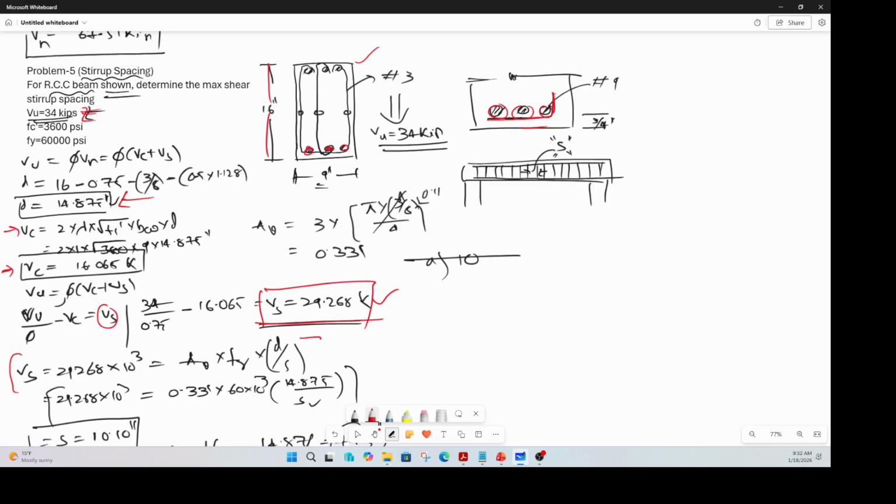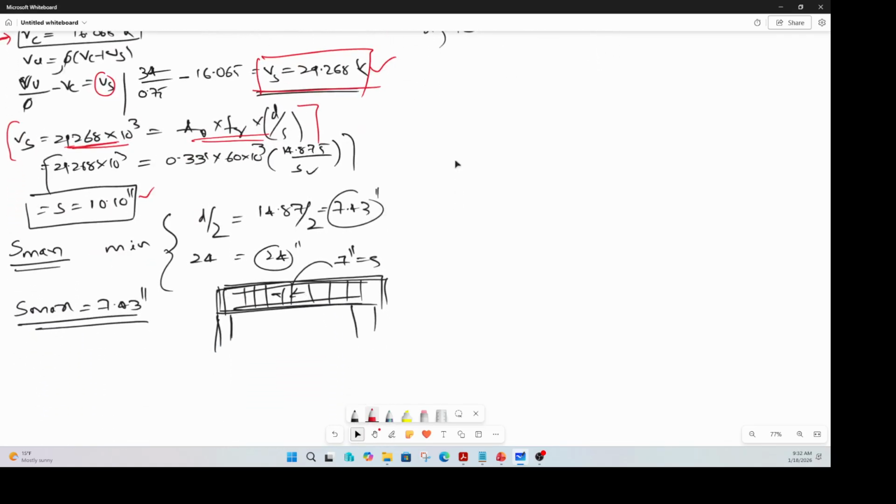Now we equated the demand to the strength based on the area, and found that the spacing has to be at most 10 inches. If the spacing is 10 inches, then we are good. But we didn't stop there. Most people stop here, and then we end up with a problem. The s max, the maximum spacing per the code, is the minimum of this value and that value, and the minimum comes out to be 7.43, so we have to provide a stirrup at 7 inches. Okay, that's about this problem.